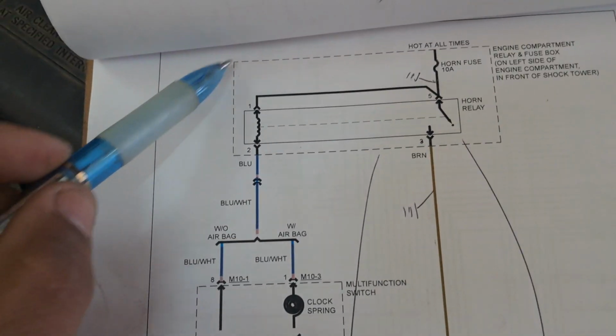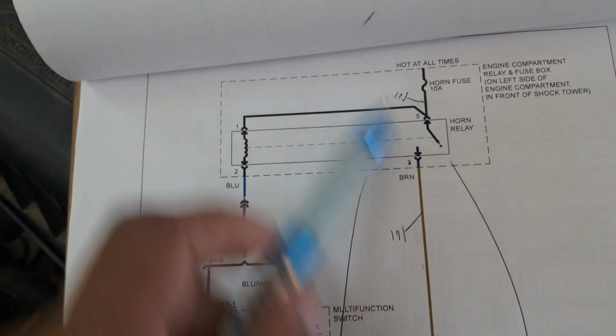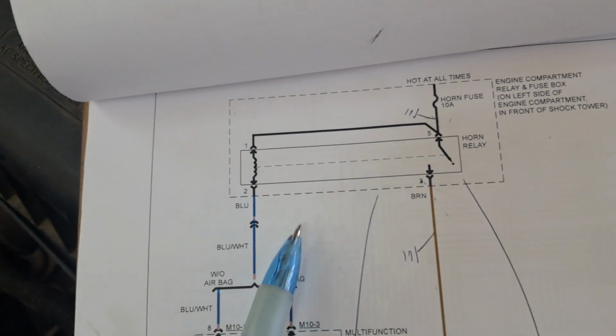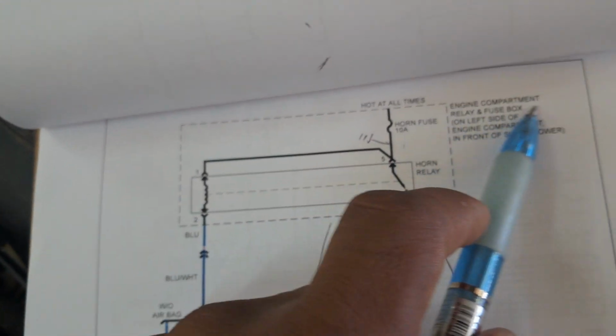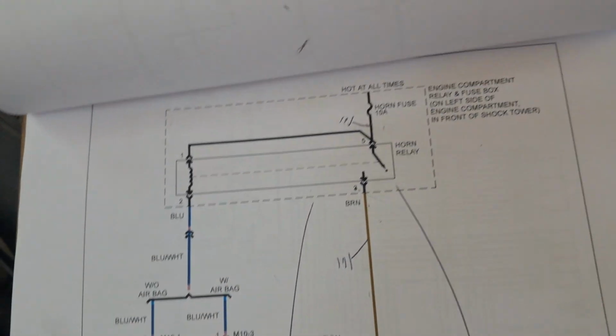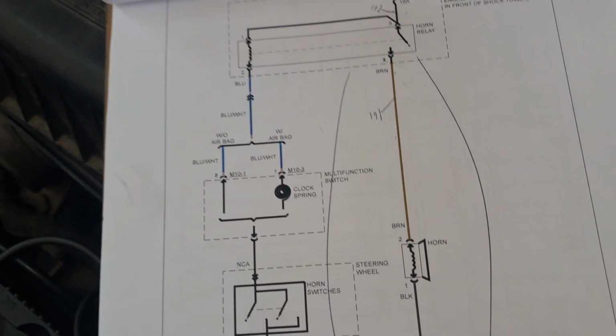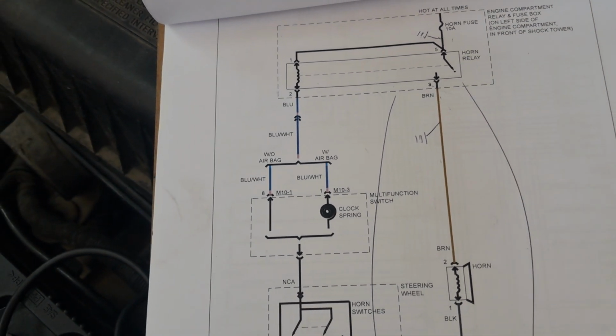This dotted box right here is telling us that there are more components around this horn relay, and this horn relay is inside the fuse box in the engine compartment, as you can clearly see here. So how are we going to do our testing? This is how we're going to go about it.